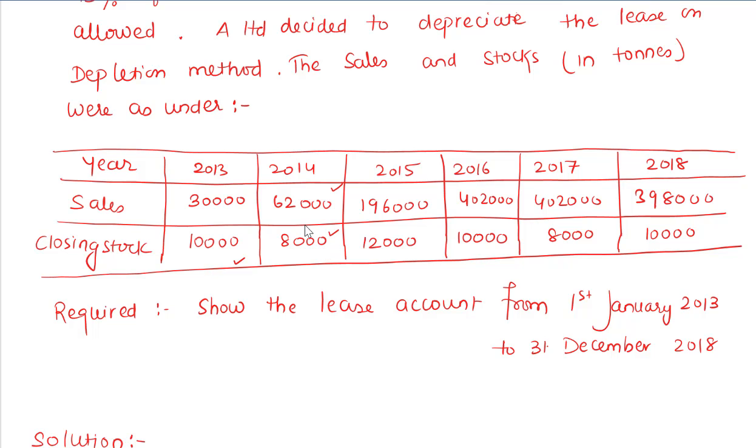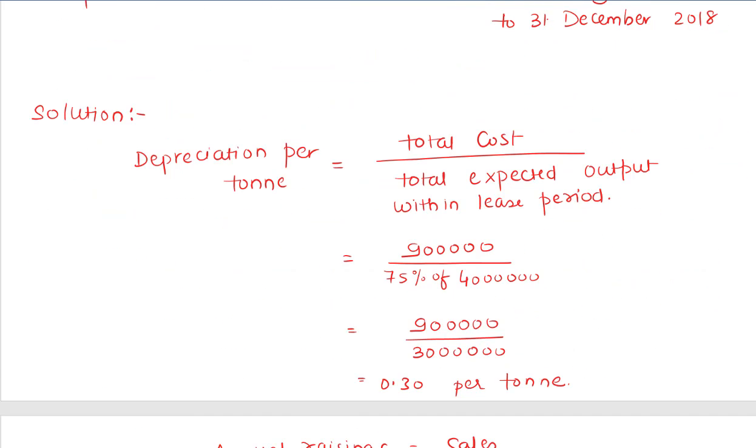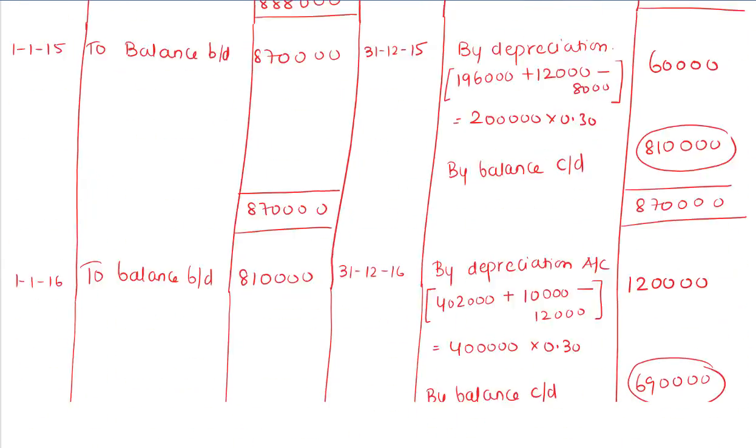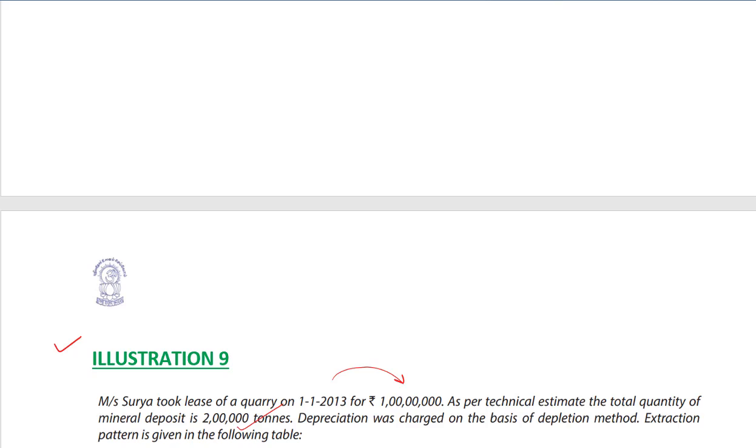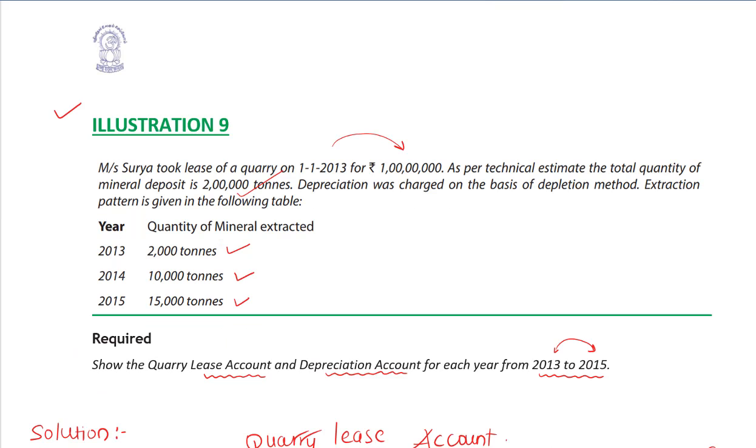In 2014, the sales is 62,000, the closing stock is 8,000, and the opening stock would be taken from 2013, because the closing stock of 2013 will act as the opening stock for 2014. So 62,000 plus 8,000 minus 10,000. Same as 2015: 1,96,000 plus 12,000 minus 8,000. I believe you understood this. On the basis of it, we made the lease account.